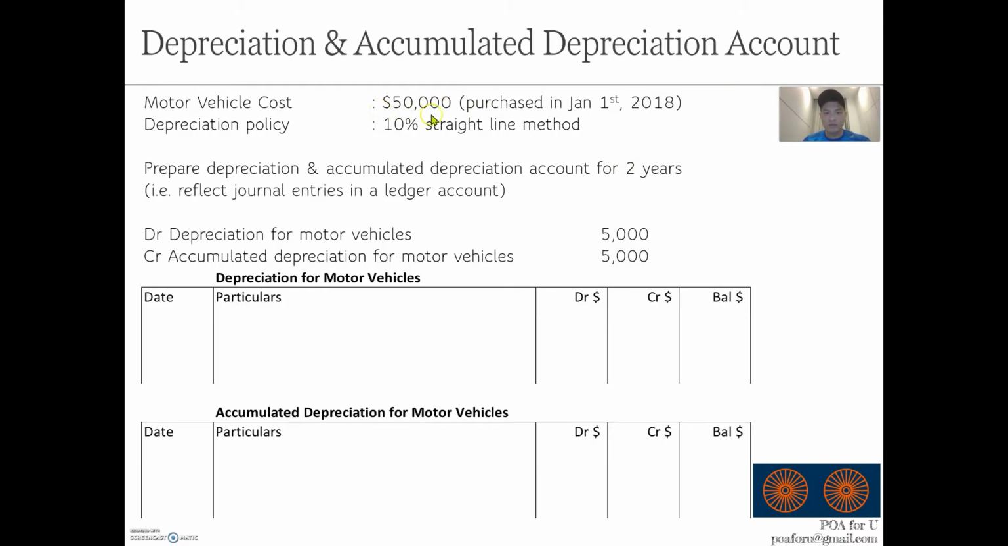Motor vehicle cost 50,000, straight line 10% per annum, let's assume that, and we want to do it over 2 years, the depreciation and accumulated depreciation account. This is the underlying journal entry you've got to remember. How I got 5,000: 10% times 50,000, straightforward. Now let's take a look at what happens across those 2 years, all right?